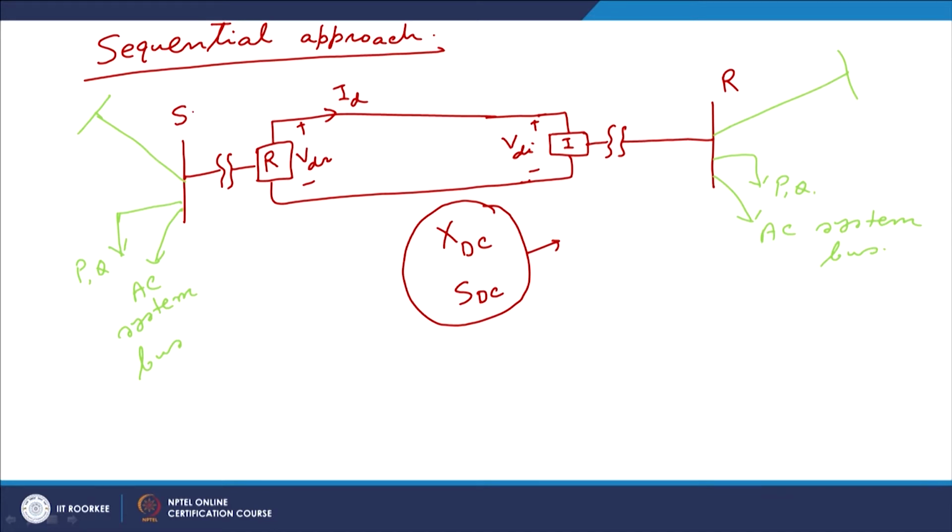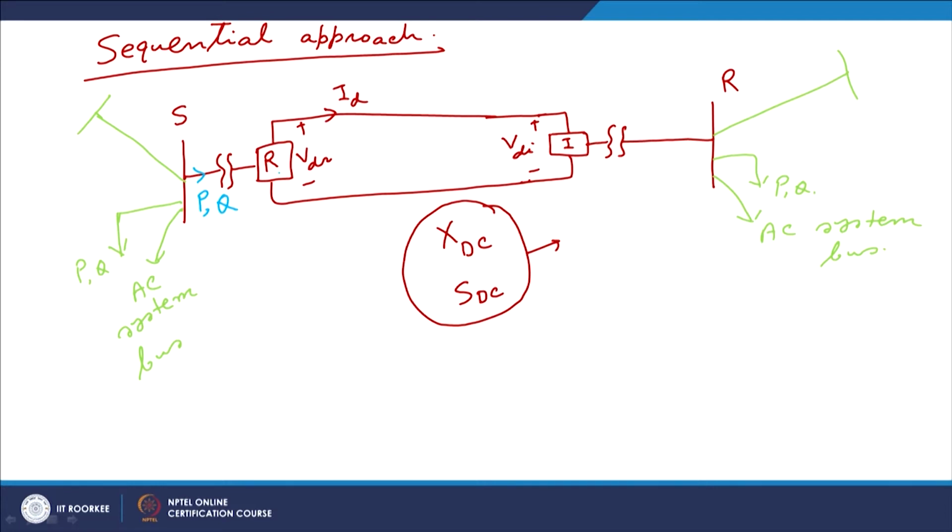For example, what happens physically? From this sending end bus, some amount of real power will flow in this direction, and some amount of reactive power will also flow in this direction. If we recollect the basic operation of any LCC based rectifier or inverter, any LCC converter always consumes a lot of reactive power. Therefore, that reactive power has to be supplied from the AC bus.